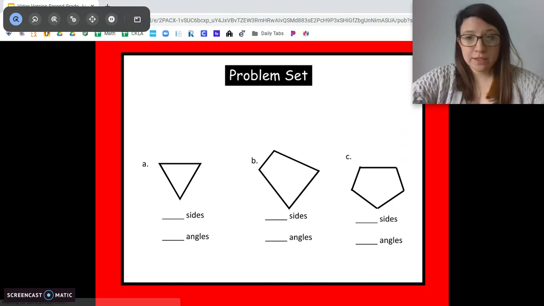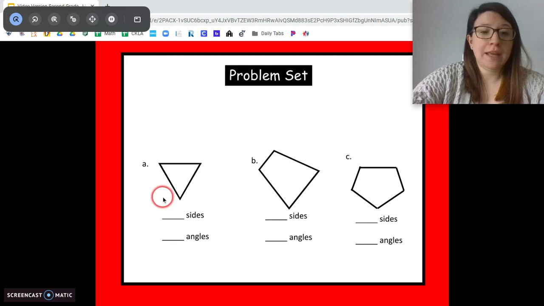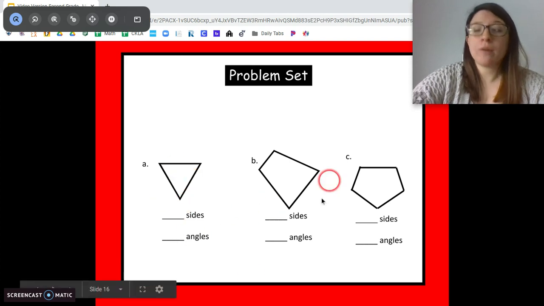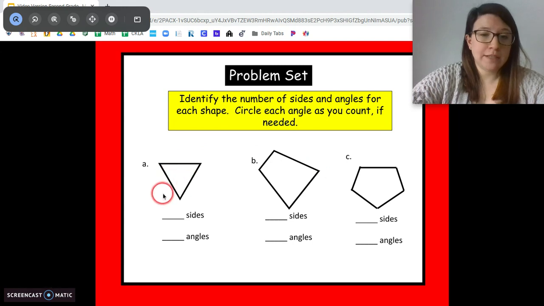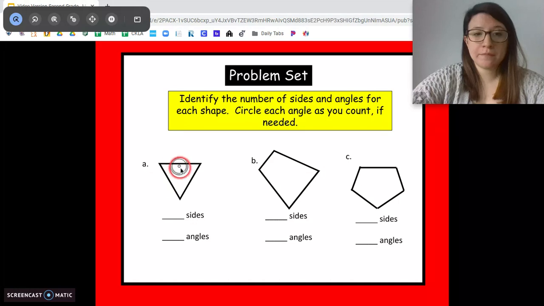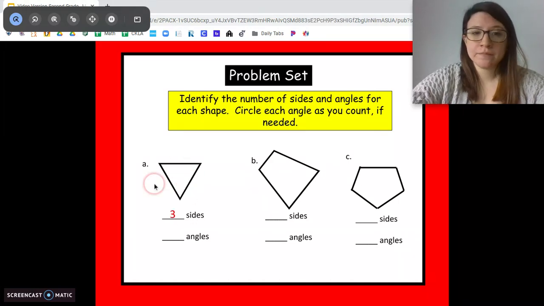So once you're done with this video, you're going to move on to your work. What you're going to be doing is identifying shapes by their attributes. You're going to be counting the number of sides and the number of angles for each shape. So for this shape, for example, how many sides are on this shape? Good. How many angles? Remember, the angles are where the 2 sides meet. So you have 1, 2, 3.